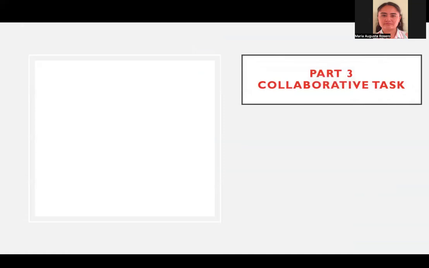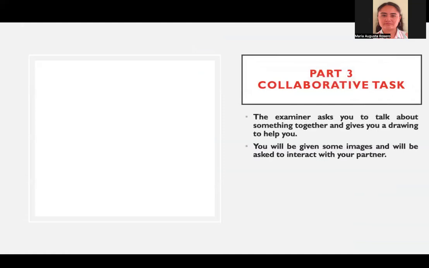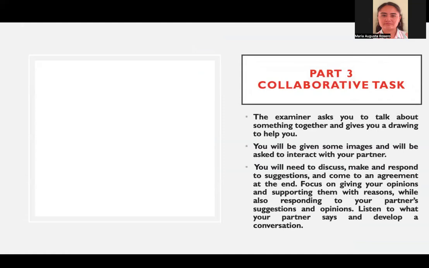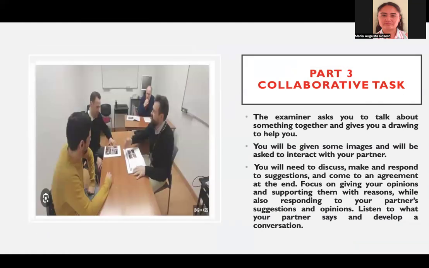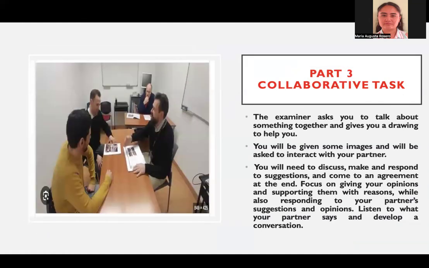And well, now we go through the very last part, which is part number 3. This is called collaborative task. Why collaborative? Because in this part, you have to interact with the other candidate, right? I mean, your partner. And well, the examiner asks you to talk about something together and gives you a drawing to help you, like the one you can see over here, right?